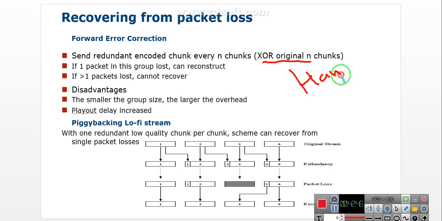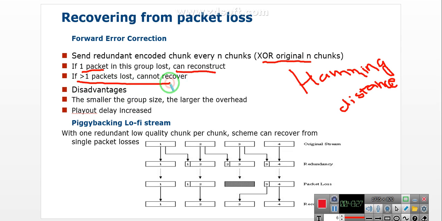If you remember the Hamming distance concept, we always do an exclusive OR of the received signal with the sender or transmitter signal. So if one packet in this group is lost, we can reconstruct it. As I told you before, if there is a 1 bit error we can correct it, but if it's more than 1 bit error, it is not going to be corrected, so we cannot recover if the loss is greater than 1 packet. The disadvantage is that the smaller the group size, the larger the overhead, and so on.